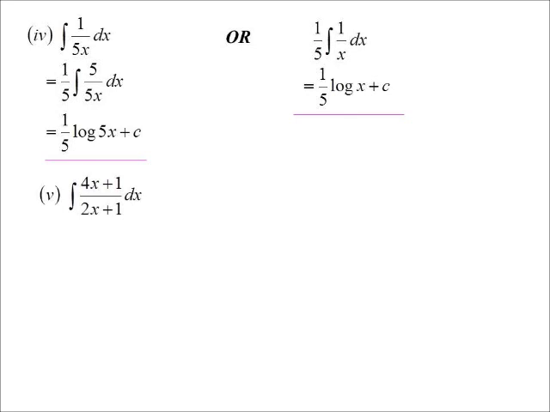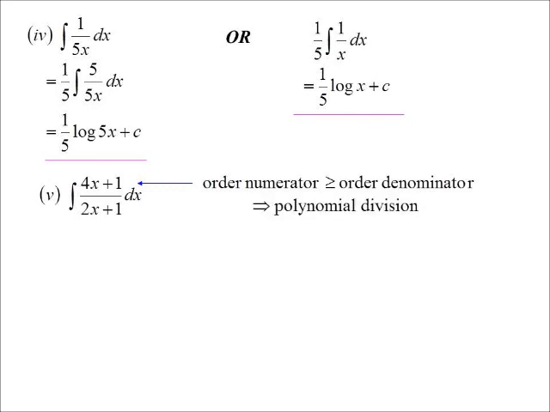Okay, 4x plus 1 on 2x plus 1. Now, in order to do this, I've got to do a polynomial division. Oh, this is a nice easy one because they're linear functions. So if ever you see the order of the numerator bigger than or equal to the denominator, do a polynomial division.